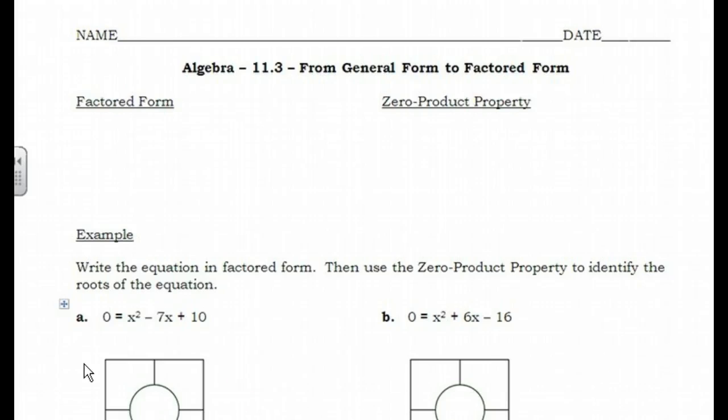This is Algebra 1.5, Section 11.3, from general form to factored form. We're going to start by reviewing the form from Section 11.1. Factored form was y equals a, x minus r1, x minus r2.